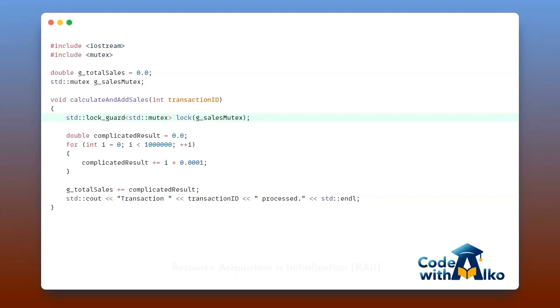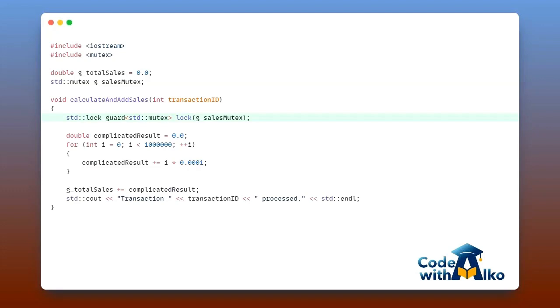But here's the problem. Look what happens right after we lock the mutex. The thread starts a heavy calculation, a for loop that runs a million times. This calculation is entirely local to the thread, it doesn't touch the shared gTotalSales variable at all. Yet because we locked the mutex at the very top, any other thread that tries to run this function is completely blocked. It has to wait for the entire long calculation to finish before it can even start.